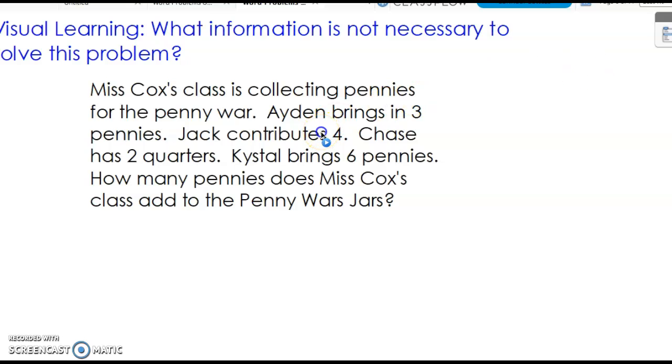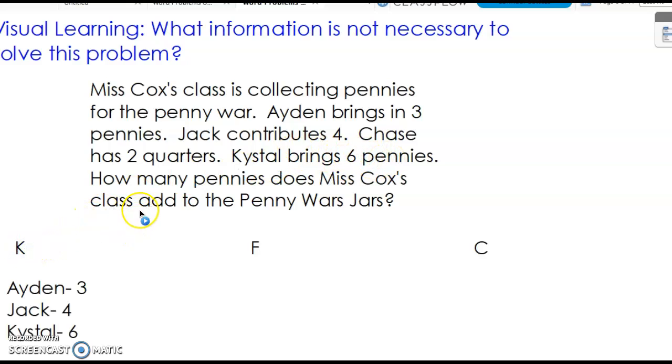We're going to use our strategy of KFC to help us figure out what information is important and what information is not necessary to solve the problem. Let's think about what we know. We know that Aiden brings in 3 pennies. We know that Jack contributes 4. We know that Chase brings in 2 quarters and Crystal brings in 6 pennies.